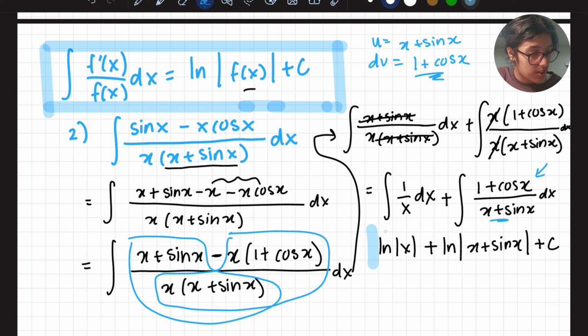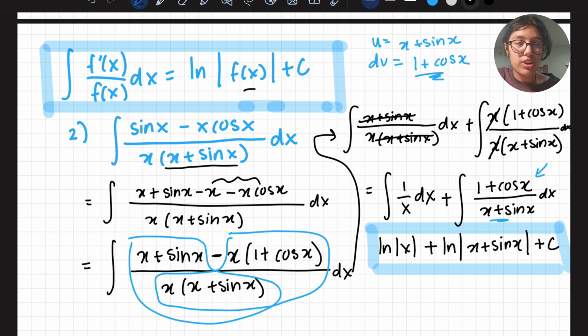And that is our final answer. So this problem was definitely on the tricky side, mainly because we had to find what we could add, what we could subtract, and ultimately our goal was to come to this point.